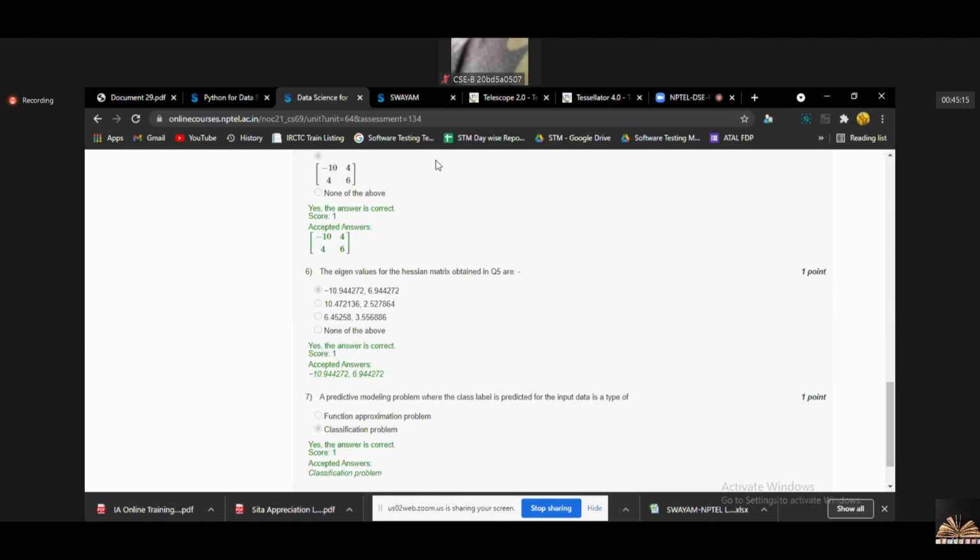Now I will explain how to find the eigenvalues manually, because in the exam you will not have the facility to use RStudio. That time you have to find them manually only. So you should know the manual procedure as well, right?